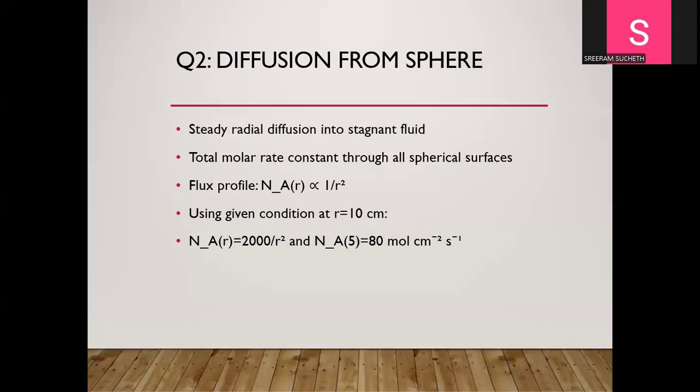In the next question, this question is based on diffusion from a sphere. In this case, the species A diffuses radially outwards from a sphere. The steady radial diffusion into stagnant fluid. At steady state, the total molar flow remains constant across a spherical surface. The flux follows inverse square behavior. That is, flux is inversely proportional to 1 upon r square.